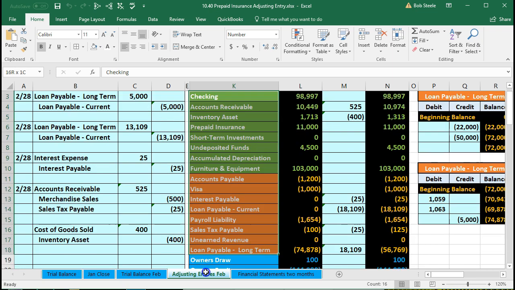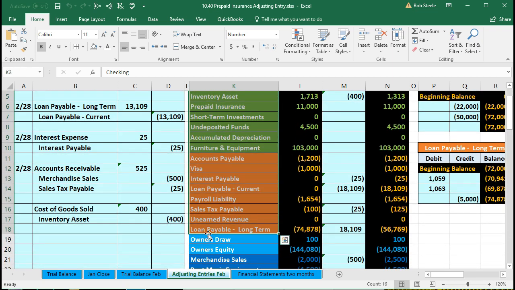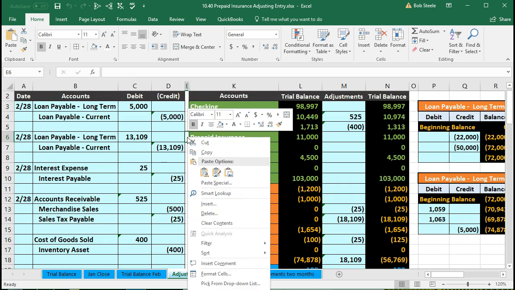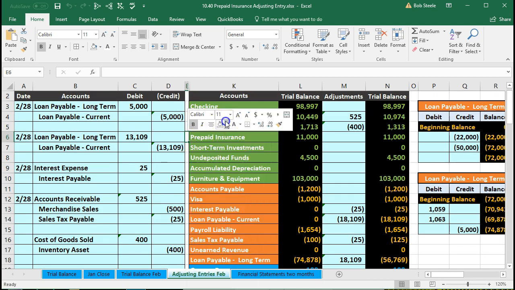But there's going to be one balance sheet account above the equity line, and it's going to be related to something that has to do with insurance. And if we look through them, we see prepaid insurance. That's one of the accounts that will be affected. I'm going to go ahead and right click next to that and make it yellow to indicate that that will be one of the accounts.